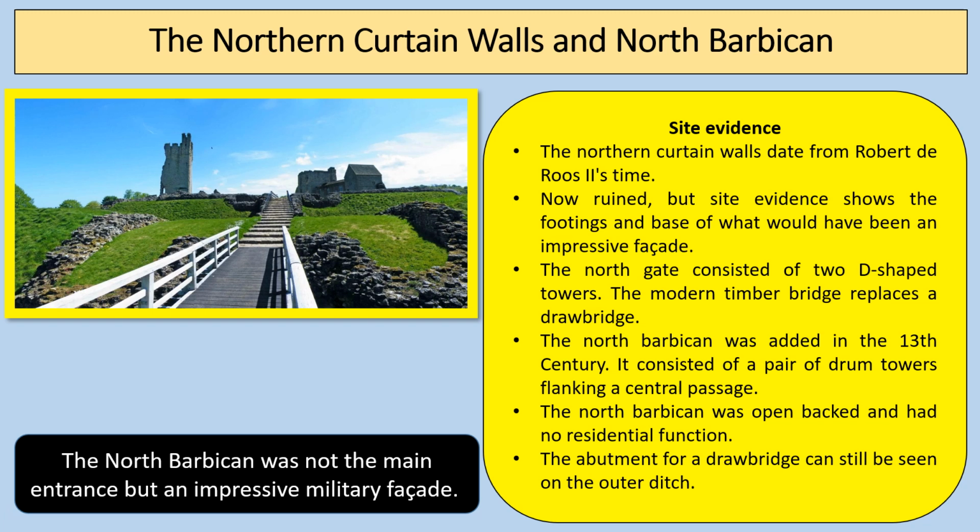The north barbican was added in the 13th century and consisted of a pair of drum towers flanking a central passage. The north barbican was open back and never ever had a residential function, unlike the south barbican, and the abutment for a drawbridge can still be seen on the outer ditch. A reminder that the north barbican was not the main entrance to the castle. It was an impressive military facade, but in medieval times people would go through the south entrance.